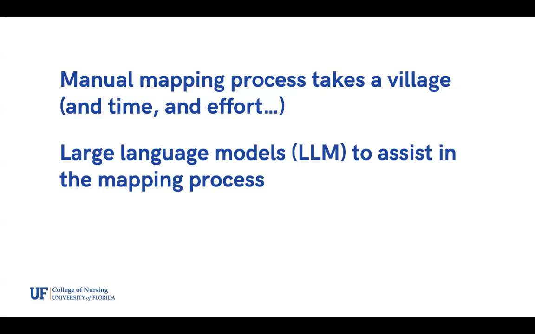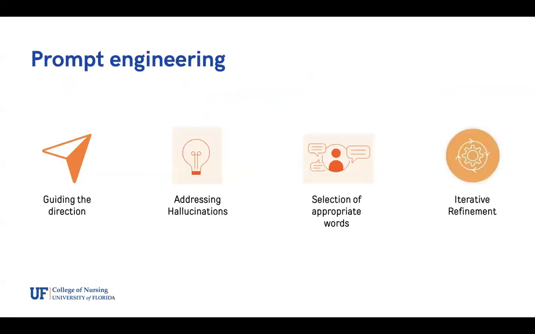So with the advance of publishing and availability of large language models, we wanted to test if those could assist us in the mapping process. So as part of our large language model strategies, we had to start with what the guiding question was, or the guiding direction for the model was. We needed to find a way to address hallucinations. We needed to find a way for the machine or the AI to select the appropriate answers we wanted. And this was a process that took iterative refinement.